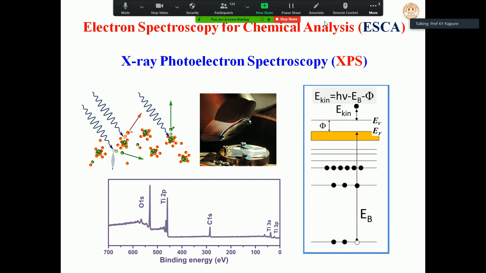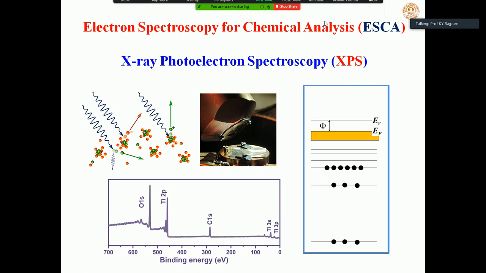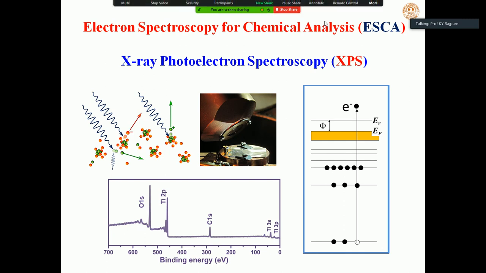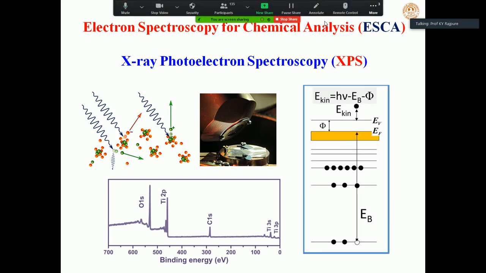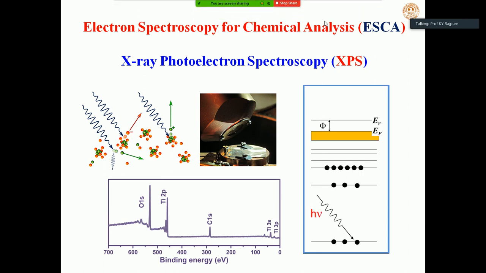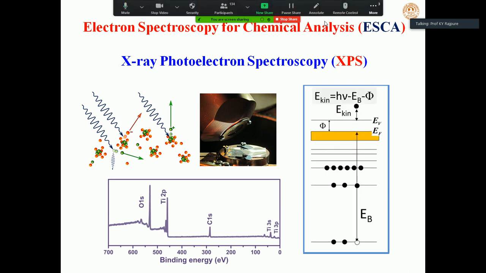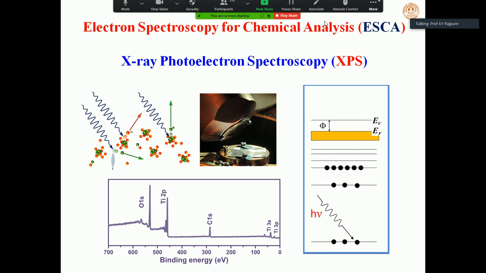And keep in mind, these generated photoelectrons carry the signature of the material from which they get emitted. And therefore, electron spectroscopy for chemical analysis of the material is the first name, ESCA. And for this we use X-ray. And therefore, X-ray photoelectron spectroscopy is the other name for the topic which I have chosen.